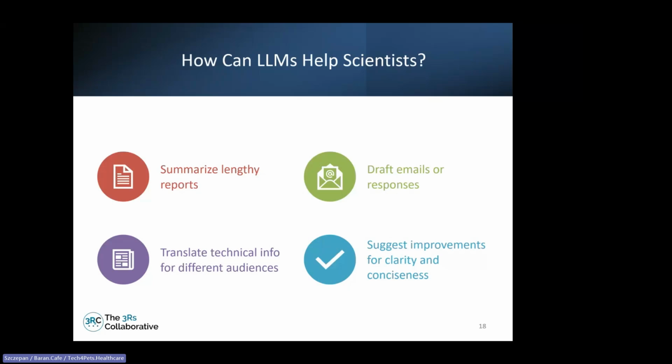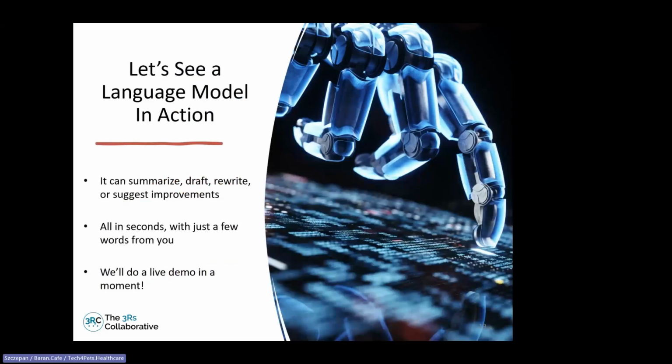So this is that you can put in a scientific explanation and ask it to provide it in lay terminology, and it does a pretty amazing job at that. It can also suggest improvements for clarity or being more concise as well. So, we're going to show you some examples of how this works in summarizing, drafting, rewriting, or suggesting improvements.